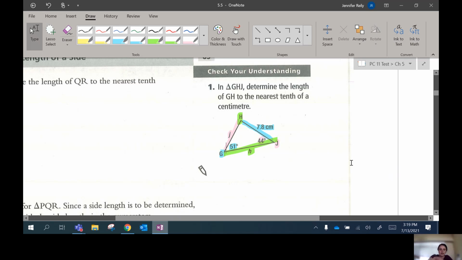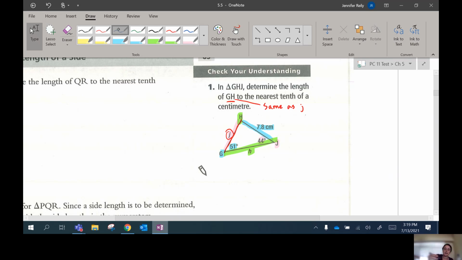So let's see what this question is asking us to do. It says determine the length of GH. That's the same as j here. G to H would be j. So we want to find j. Let's see what we have. We do have angle G and we also have side g. We don't have angle H and we don't have the side length h, but we do have the angle J. So you have to think critically when you're using the sine law and figure out which sides you need to use. In this case, since we know a lot about G, we're going to use G.